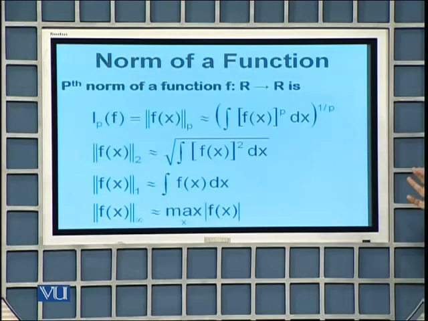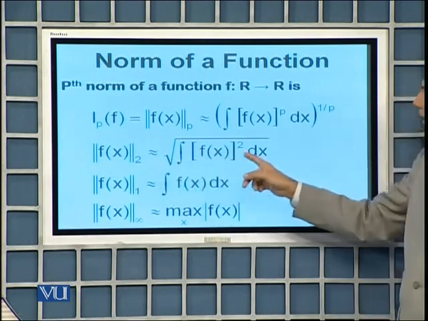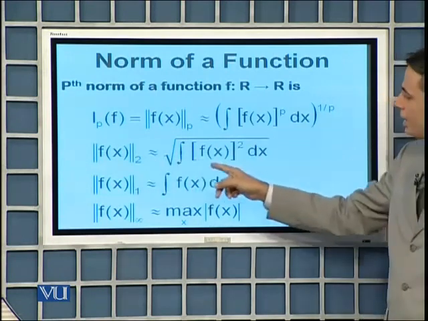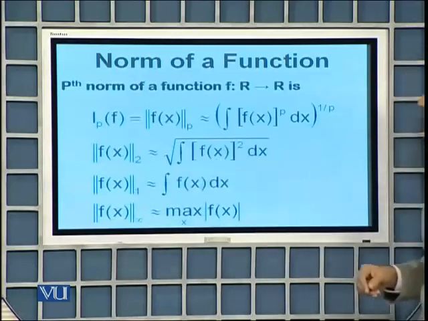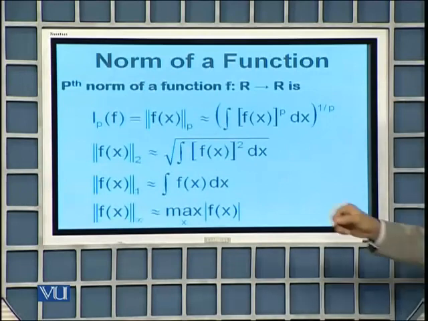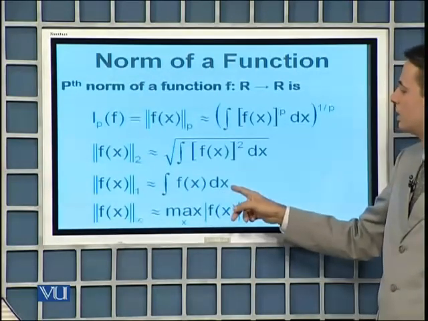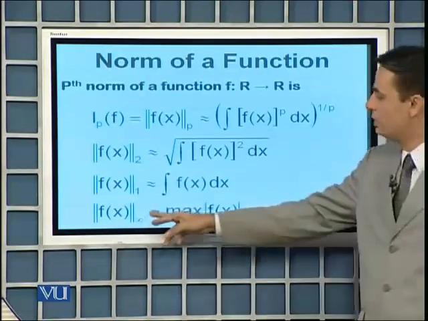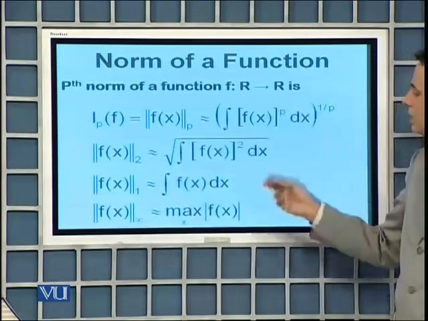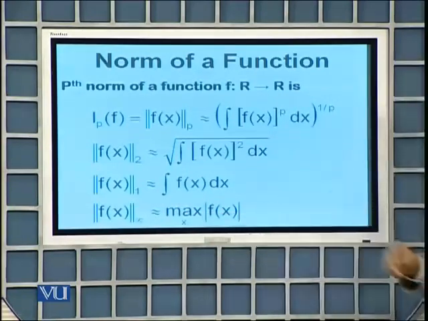This definition can be used to find commonly used norms, which are the second norm or L2 norm, which is equal to the integral of the square of the function followed by the square root of the result of the integration. Similarly, the L1 norm is simply the area under the curve, or the integral of the given function, and the L infinity norm for a function is the maximum value of the function over its whole domain.